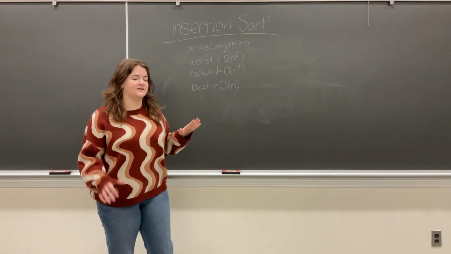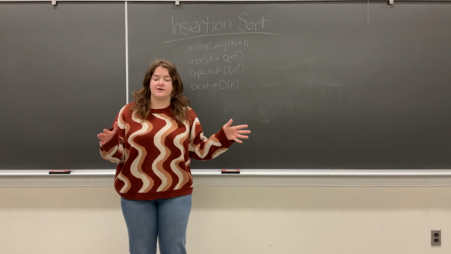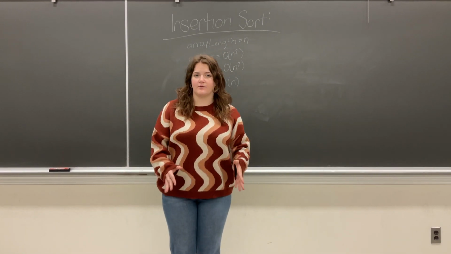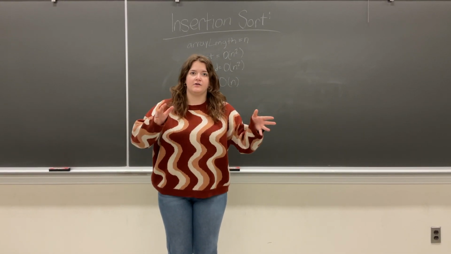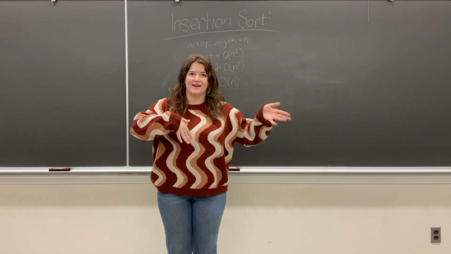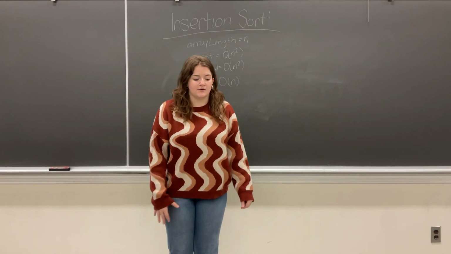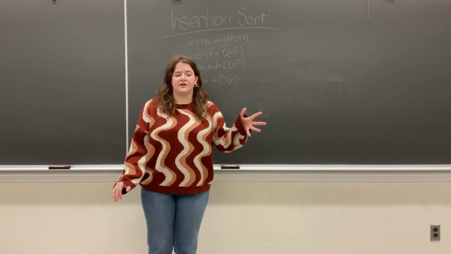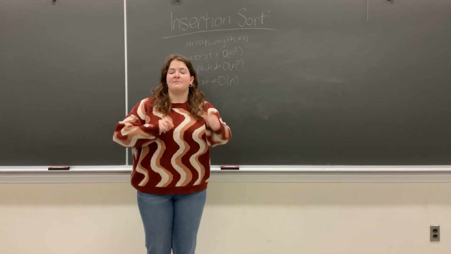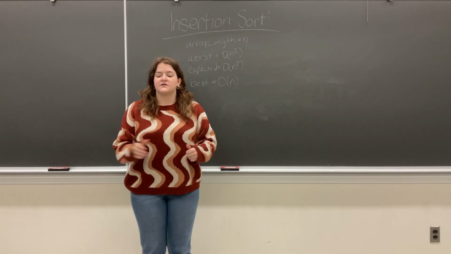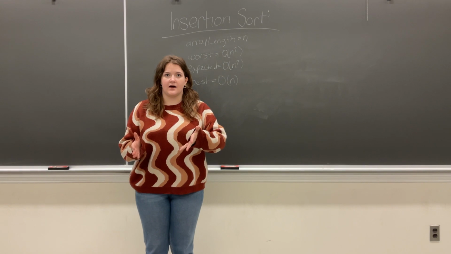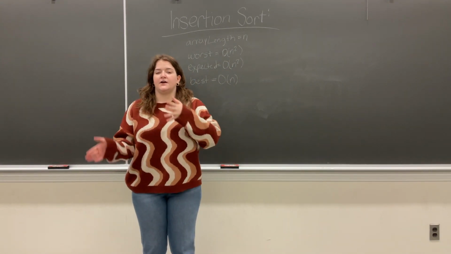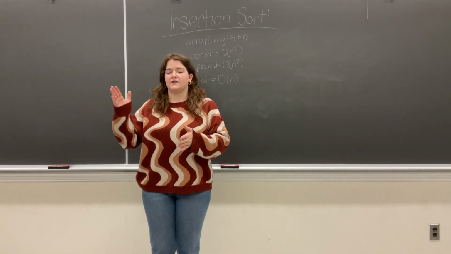For the worst case of insertion sort, that would be if every element to the left of every element in the array at the beginning was greater than the element to its right. So that means the array might look something like 5, 4, 3, 2, 1. And this is the worst case scenario because that means we're going to have to perform the maximum amount of swaps per element. So if we start at the second element of the list, we swap at most once. If we start at the third element of the list, we swap at most twice.